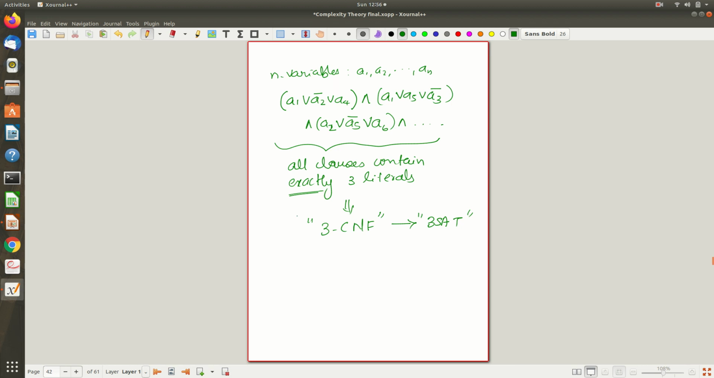So now can you tell me what could be 2-SAT? 2-SAT, all clauses contain exactly 2 literals, right? Similarly, what is 4-SAT, 5-SAT, etc.